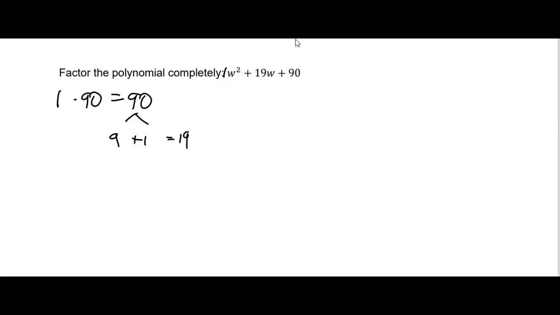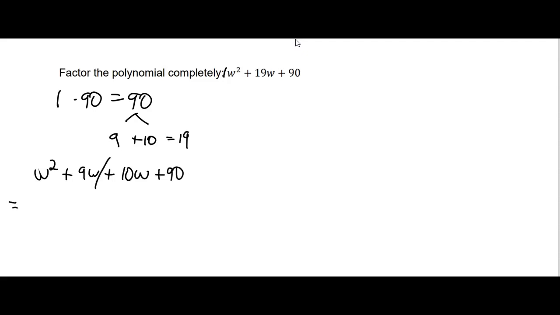And then we look for factors of 90 that add up to 19. And 9 and 10 will do that. So then we take the middle term, the plus 19w, and break it up so that it is the 9w and the 10w. We still have the plus 90.